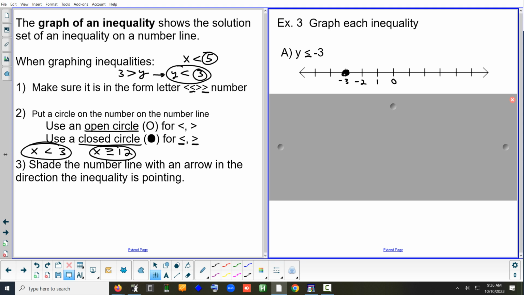And once we put the circle, are we good? Are we done? Now, what do I still have to do, Sam? You still have to do the line pointing. Yeah, we still have to shade that line in. And which way is it going to point? Left. Yep. So it's going to point in the direction that that symbol is pointing. That's the whole reason we set it up letter, symbol, number. If you don't set it up that way, then this symbol does not tell you which way to shade. So you have to set it up letter, symbol, number for that trick to work. Okay, so now shade to the left.